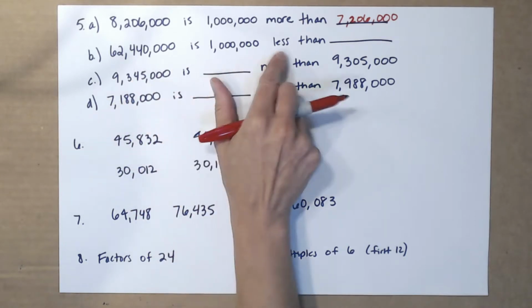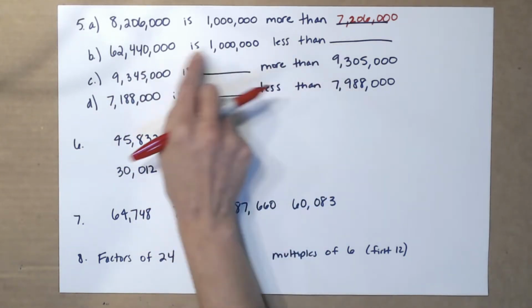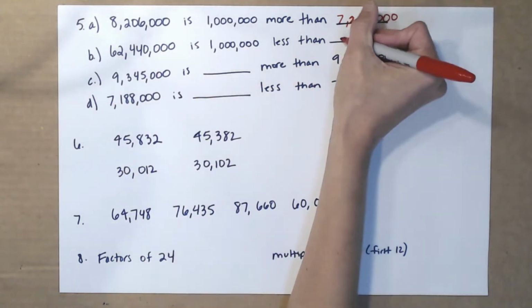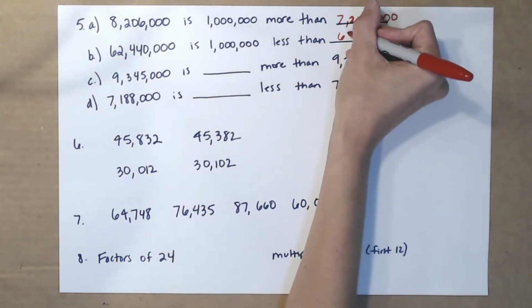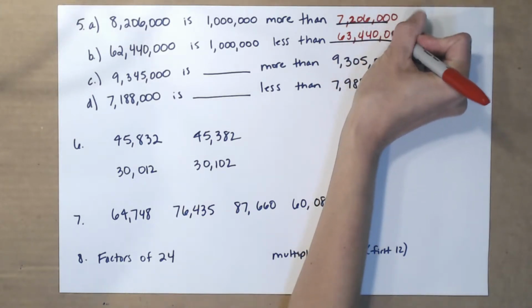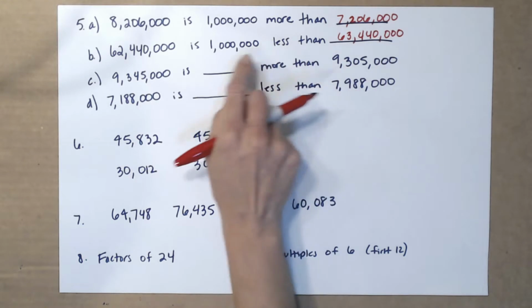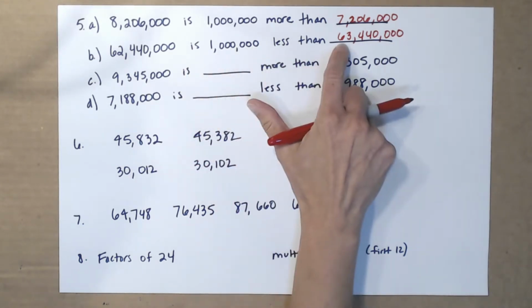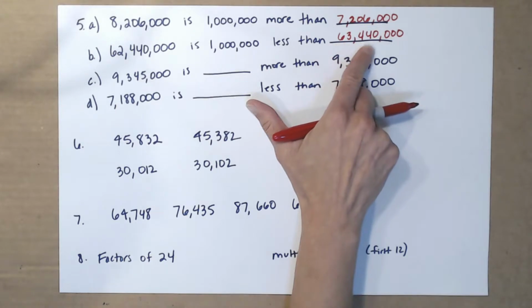The next one, we have 62,440,000 is a million less than what? So now we need a million more than this. So we add a million. 62 plus 1 is 63. So 63,440,000. And we can check again if it makes sense. Is 1 million less than 63,440,000?